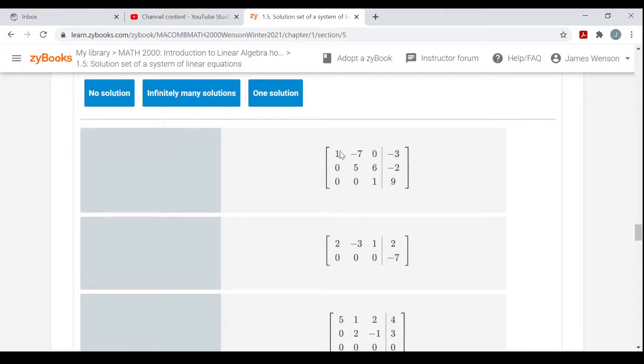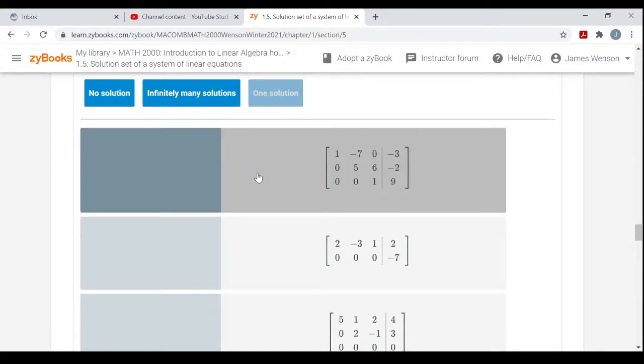So look, it's in echelon form. What are the pivots? 1, 5, and 1. First column, second column, third column. x1, x2, and x3 are all basic variables. There are no free variables. And the last column doesn't have a pivot. So this is that last scenario where there's just one solution, right? No free variables, but there's still a solution.